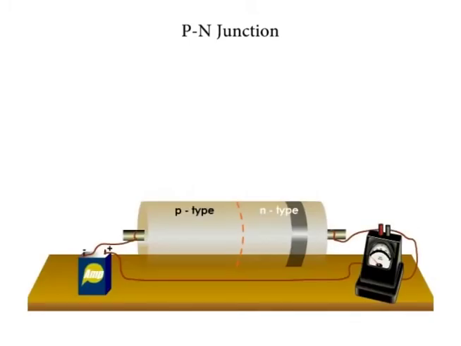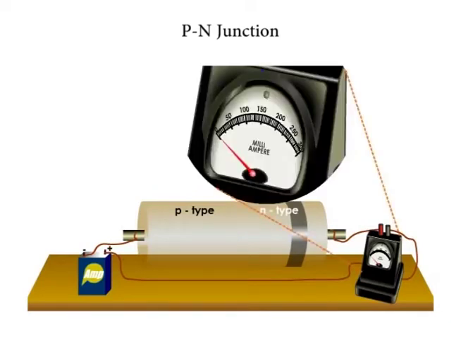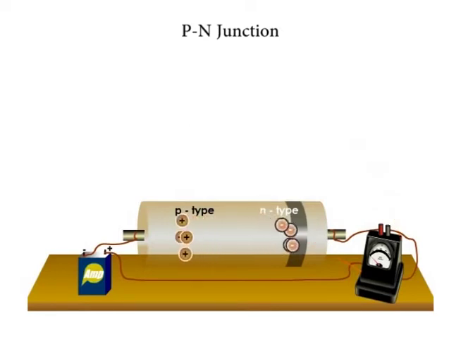What will happen when the negative terminal of a battery is connected to the p-type region and the positive terminal to the n-type region? Observe if there is any deflection on the ammeter. As no current flows through the circuit, the ammeter reading is 0. This is because the electrons in the n-type region get attracted to the positive terminal of the battery, and the positive holes in the p-type side get attracted to the negative terminal of the battery. That is, the reverse bias removes the majority carriers, thus increasing the potential barrier.